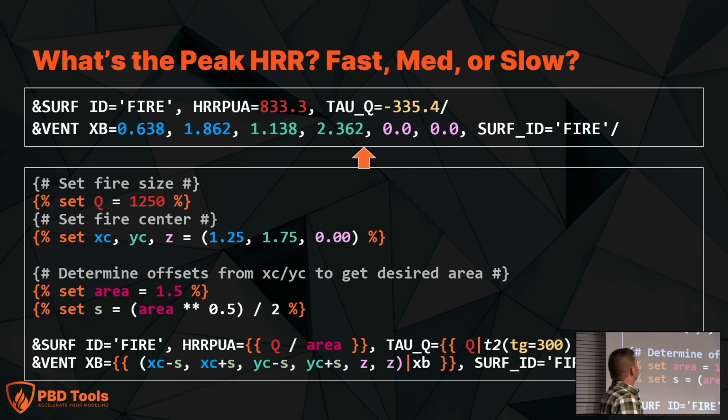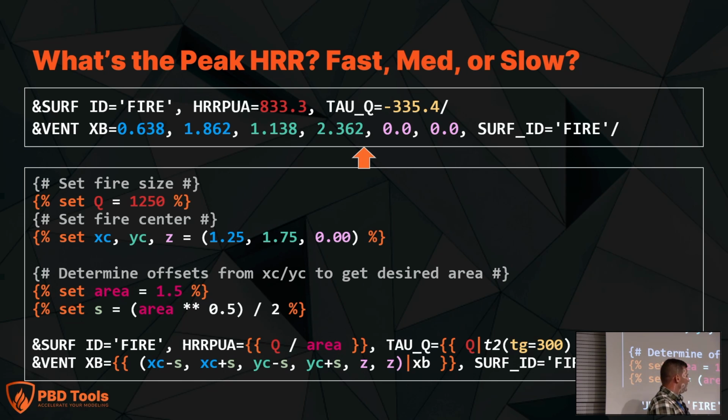you write this template file, where right there in your model, you're saying, set my fire to be 1,250 kilowatts. Set my fire to be located at this location. I want the area to be 1.5 meters squared. And then I can calculate from that center point, how far in each direction do I need to go to make sure that this vent matches the heat release rate per unit area.